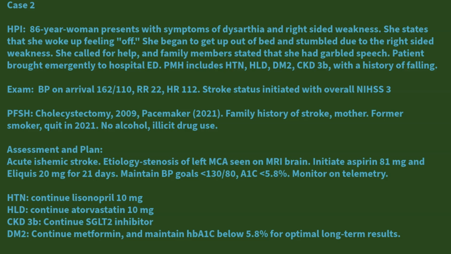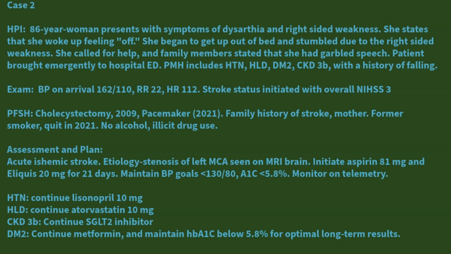The provider noted that the patient has a past medical history of hypertension, hyperlipidemia, diabetes type 2, chronic kidney disease stage 3B, and a history of falling. A stroke score of 3 has been documented. She also has some past surgical history, including a pacemaker. She is a former smoker.